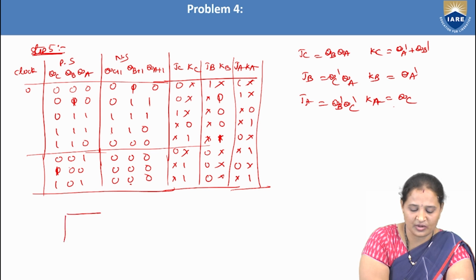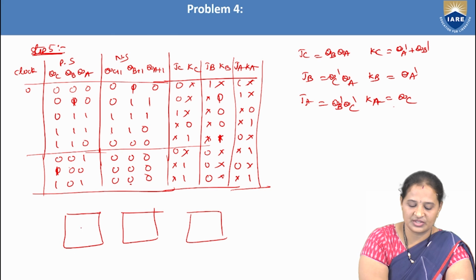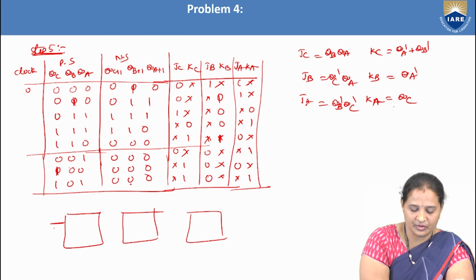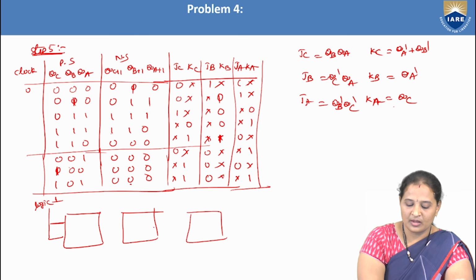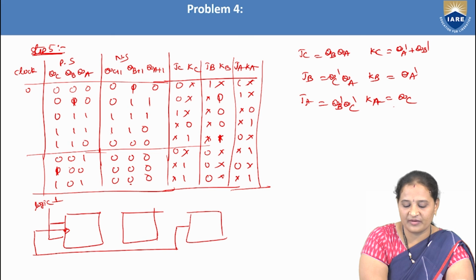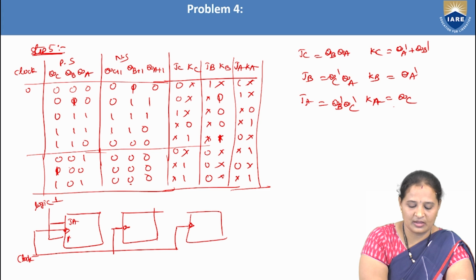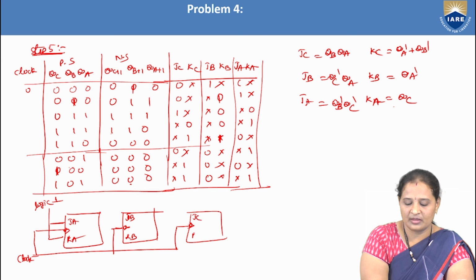As it is a synchronous counter, we have to take 3 JK flip-flops here. All the 3 JK flip-flops are connected to logic 1. All the flip-flops are applied with the same clock pulse, because this is a synchronous counter. So this is the clock pulse. This is JA, KA, JB, KB, JC, KC.